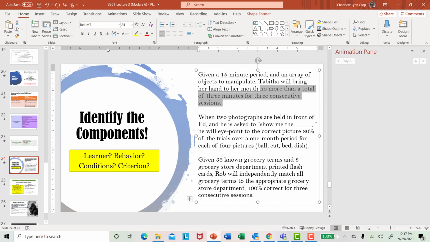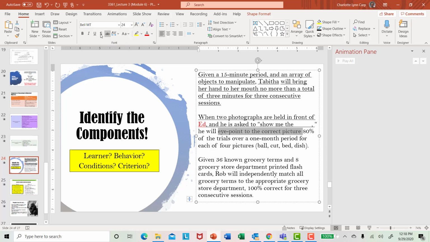no more than a total of 3 minutes for 3 consecutive sessions. So this is our criterion. This is how we know when she brings her hand to her mouth no more than a total of 3 minutes for 3 consecutive sessions. That's how we know the objective is mastered. Okay, let's look at this one. First should typically be conditions: when 2 photographs are held in front of Ed and he is asked to show me the blank, he will. So this is basically our conditions. These are the instructions, the antecedents.